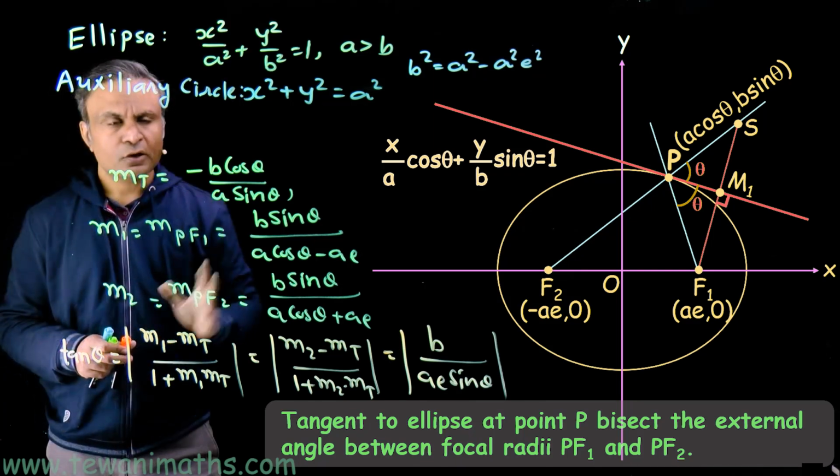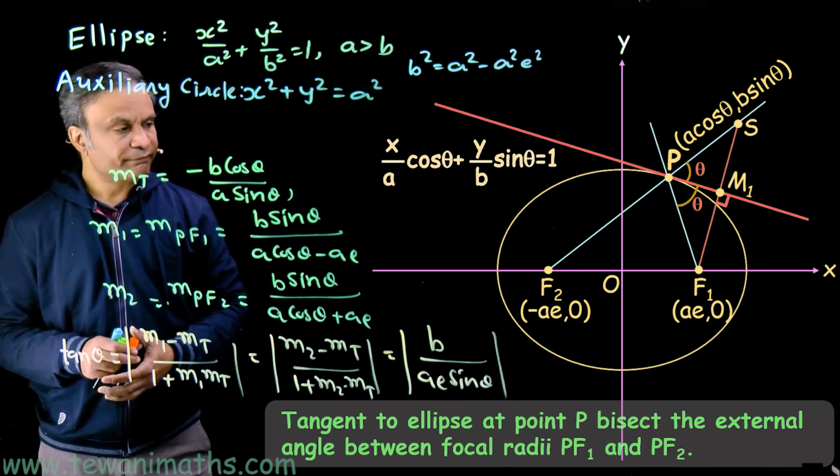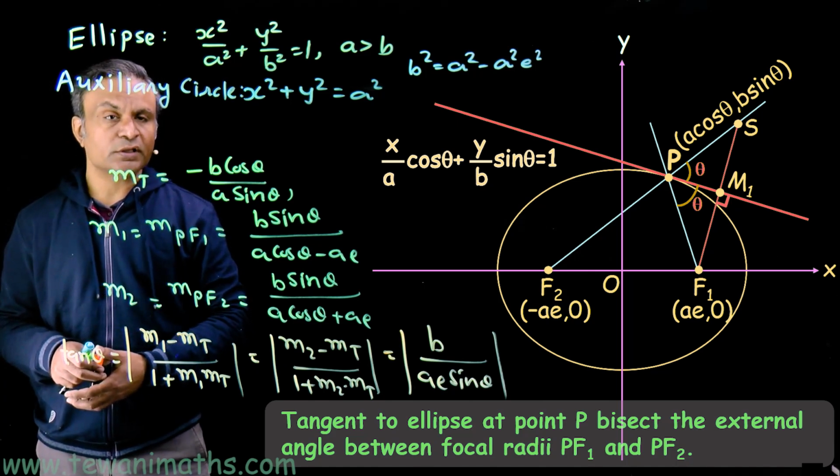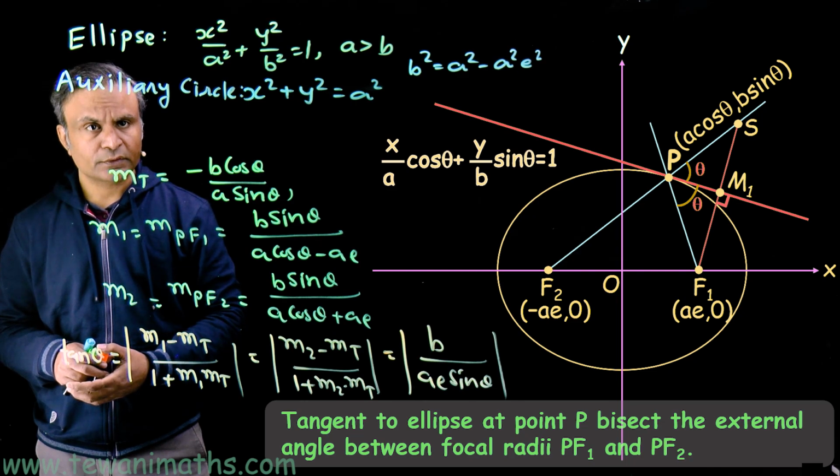Also here we can say that the reflection of point F1 in the tangent lies on the line PF2.